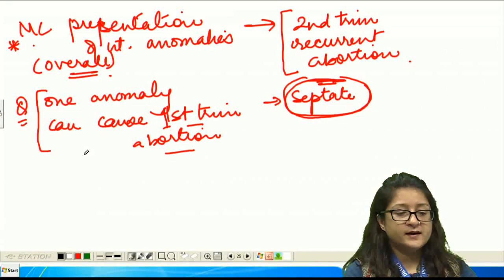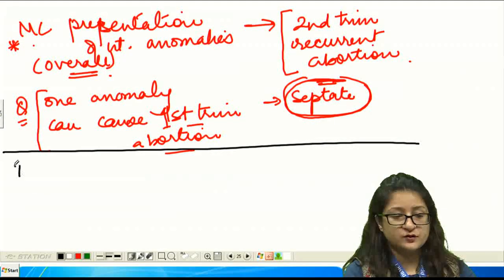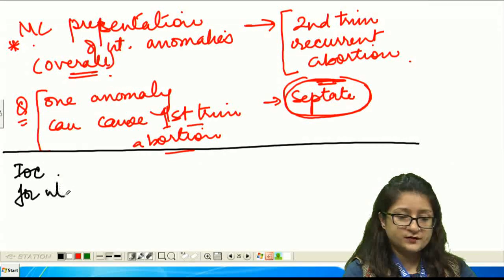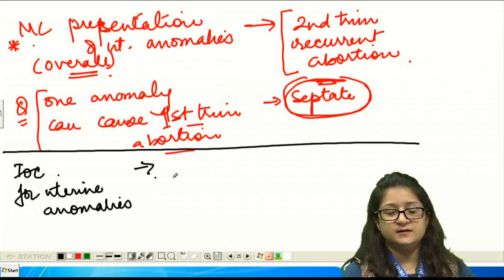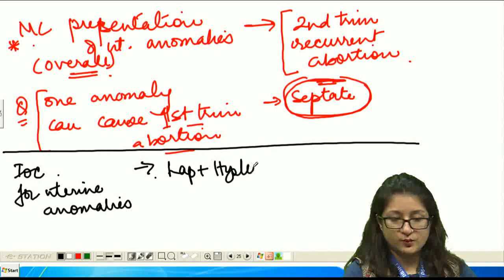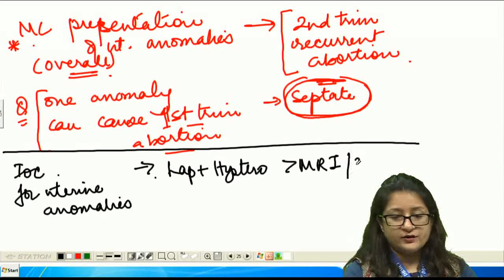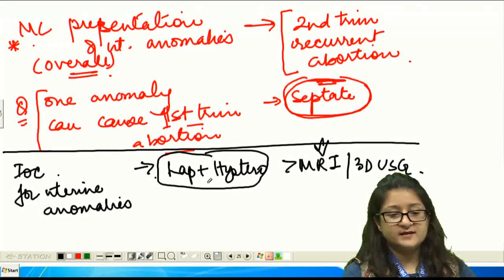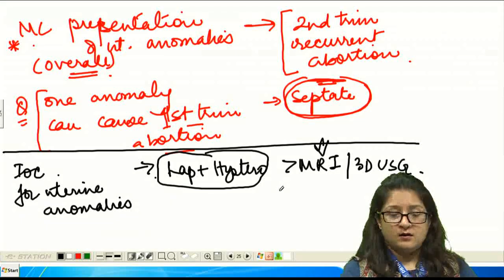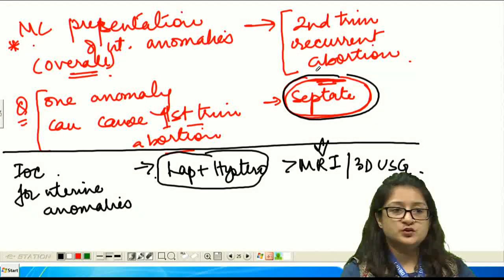Now another important point that we get confused about sometimes is the investigation of choice. If they ask you the investigation of choice for uterine anomalies and they're not specifying anything else, then the best answer is a laparoscopy plus a hysteroscopy, right? After that it is MRI or 3D USG. MRI is generally preferred over a 3D USG, but laparohysteroscopy is the investigation of choice for uterine anomalies, because it can be diagnostic and therapeutic in the same sitting. If it is a septate uterus, which is anyways the most common cause, then hysteroscopic septum resection can be done in the same sitting with the laparohysteroscopy.